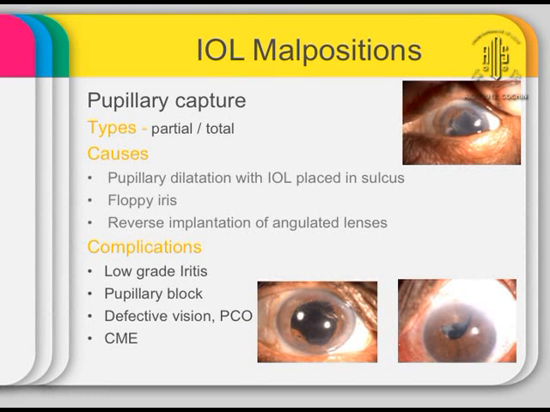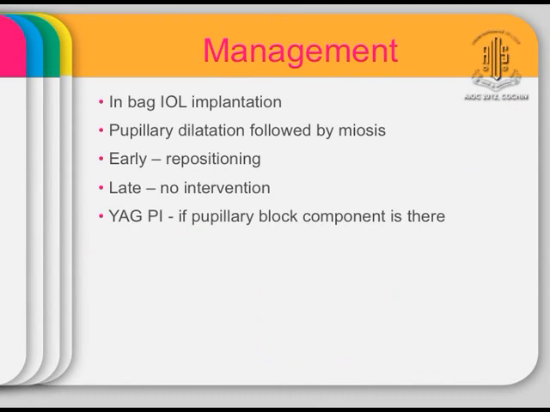Just to sum up, IOL malpositions: pupillary capture can be partial or total. Causes can be pupillary dilatation, IOL placed in the sulcus, floppy iris. Complications will be low-grade iritis, pupillary block, defective vision, PCO, and CME. Management is in-bag IOL implantation. Whenever you have optic capture on the first post-op day, dilate the pupil and then follow by miosis. Sometimes it may release the pupillary optic capture. Early cases can be taken for repositioning. Later cases, if detected, no intervention should be done. A YAG PI is always done if there is a pupillary block component.